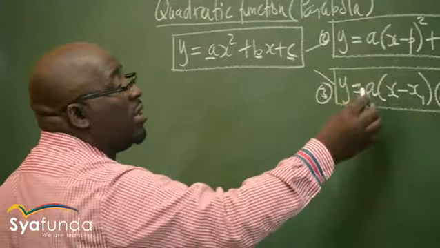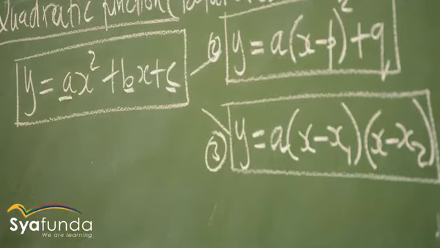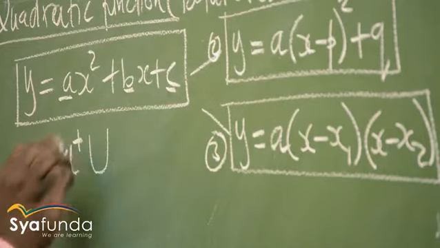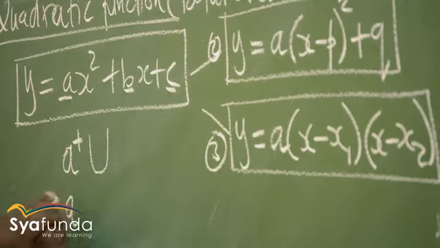If you look at the second one, A is still doing the same thing. It tells us whether the graph is facing up or it is facing down. If A is positive, the graph will face up. If this value here is negative, the graph will face down.